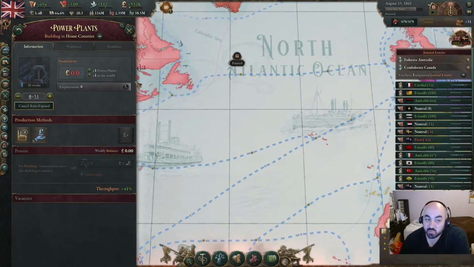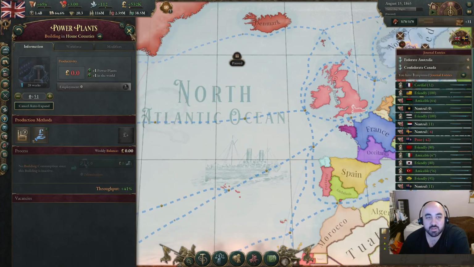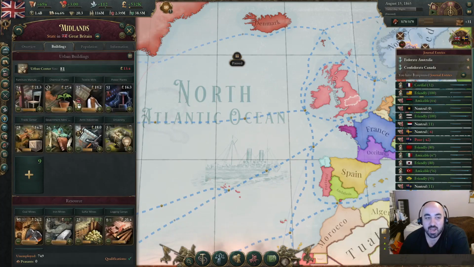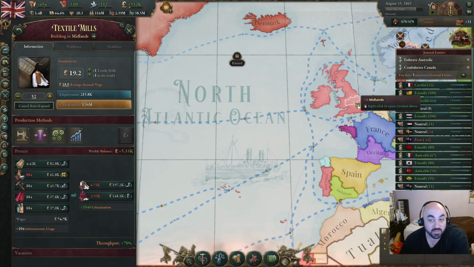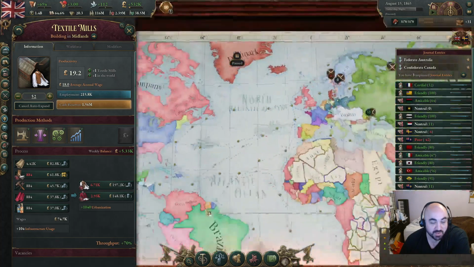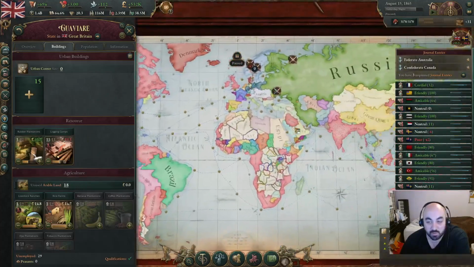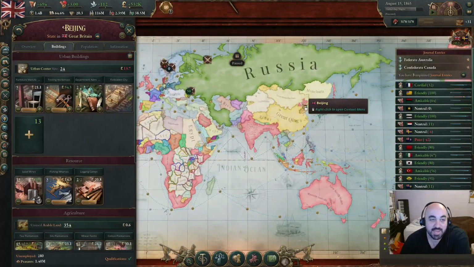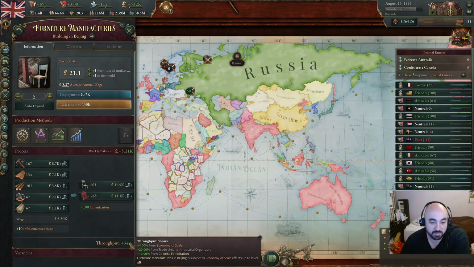I think what you do want to avoid, though, is having buildings, for example, tailors or textile mills. If you have textile mills in incorporated territories, you really don't want to have a whole bunch of textile mills in unincorporated territories. And the reason why is you do not want your incorporated buildings to compete with your unincorporated buildings.